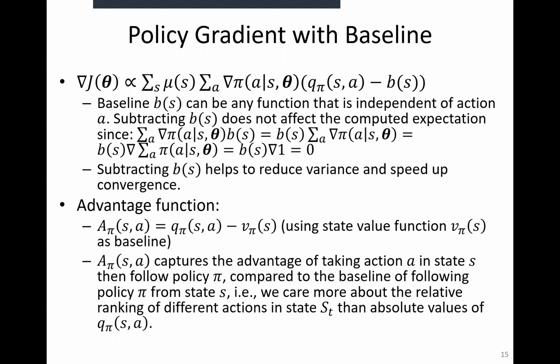A common choice of the baseline function is the v pi, the state value function. Then you have the advantage function. It captures the advantage of taking action A in state S, then following policy pi, compared to the baseline of following the policy pi from state S. We care more about the relative ranking of different actions in state S than the absolute values of the Q pi(s, a). So we can subtract this baseline to reduce the variance. It doesn't change the final result.